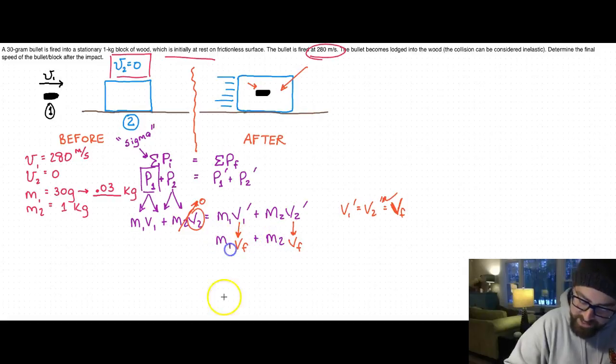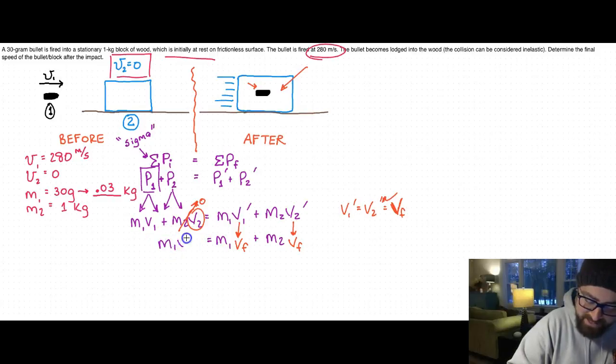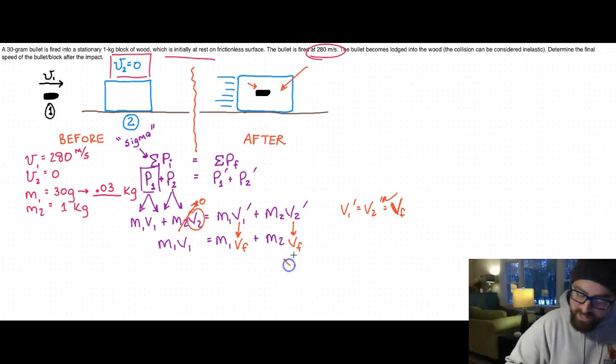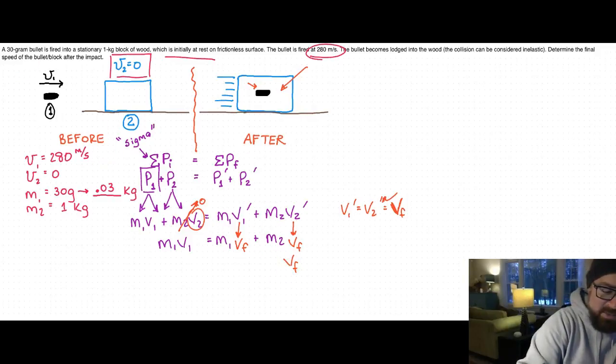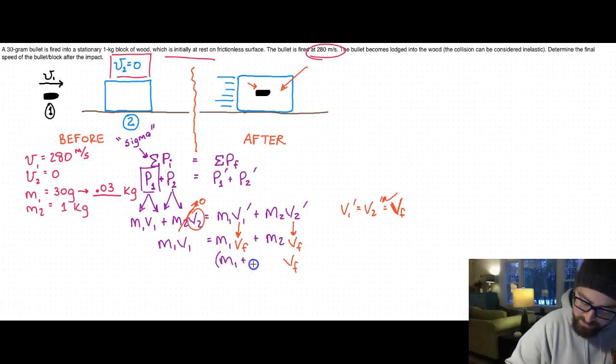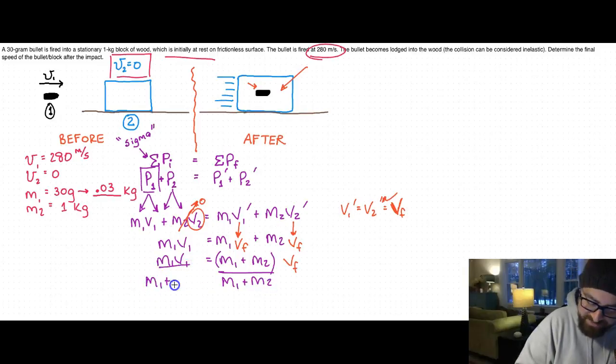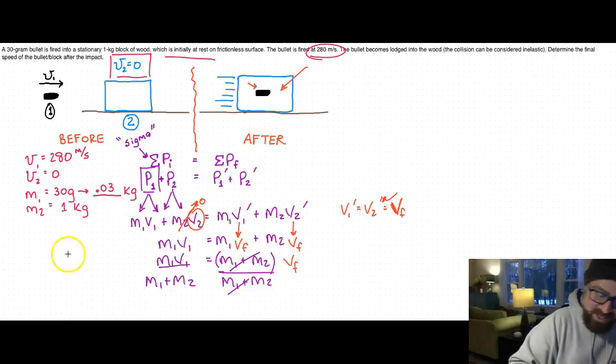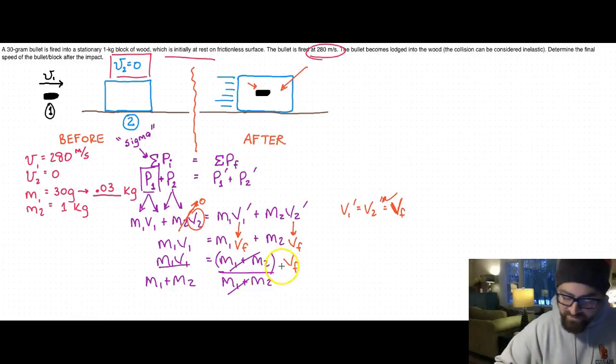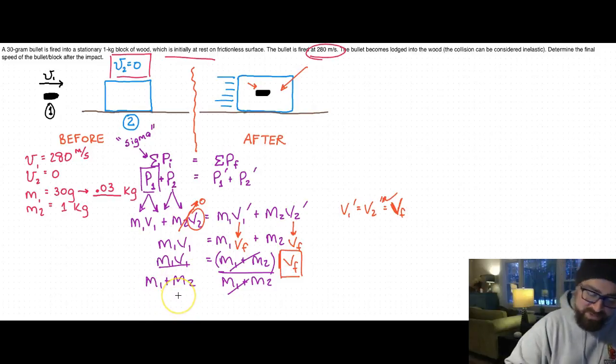On the right-hand side, I get m1 vf plus m2 vf, and on the left-hand side, I get m1 v1. I'm solving for vf, so I'm going to factor it out. When I factor out vf inside the parentheses, I get a binomial, m1 plus m2, and on the left-hand side I have m1 v1. Now I'm going to divide both sides by m1 plus m2, which is the total mass in the system. This cancels out, and I now have the expression I'm looking for: vf is equal to m1 v1 over m1 plus m2.